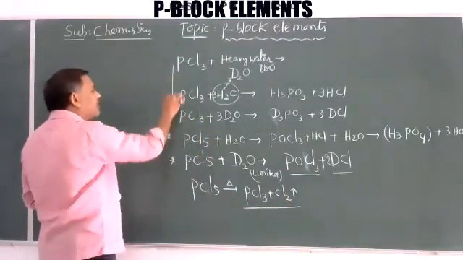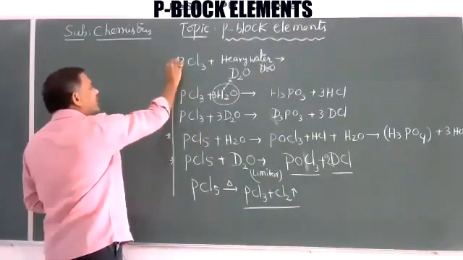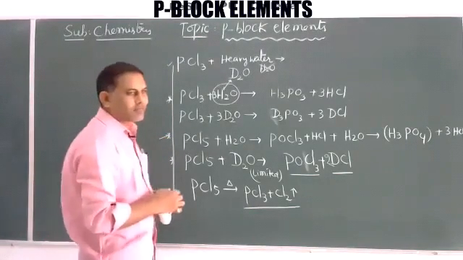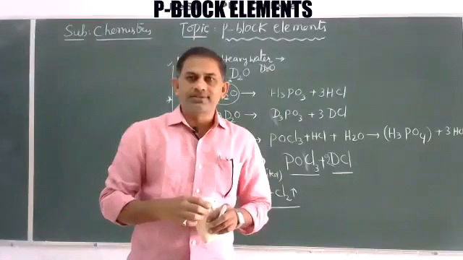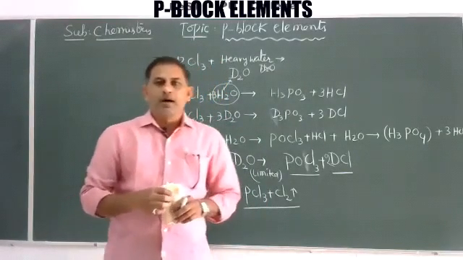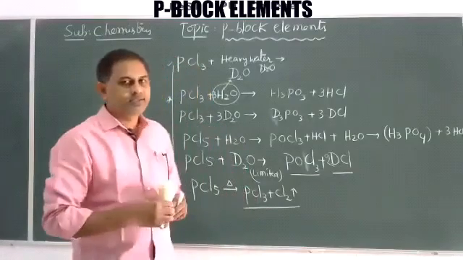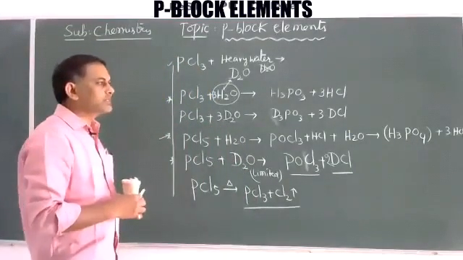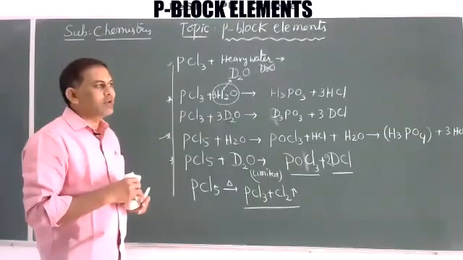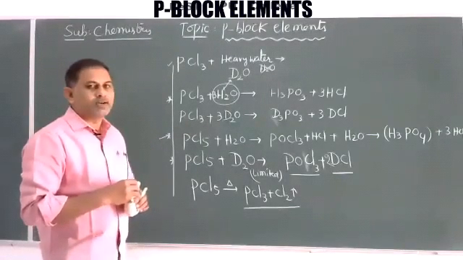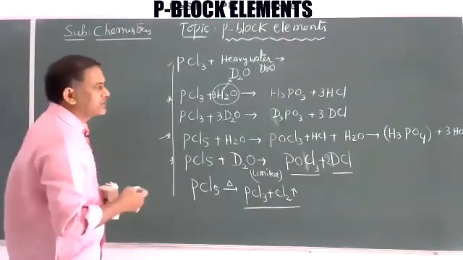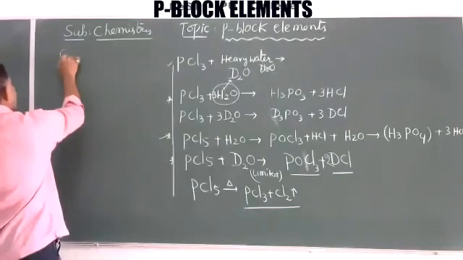These are some important extra points about PCl3 and PCl5. Clear? Then the last, one of the most important concepts, is oxoacids of phosphorus. I'll discuss oxoacids of phosphorus, very, very important. I'll create one important table; they'll ask any one question either in theory or in objective.